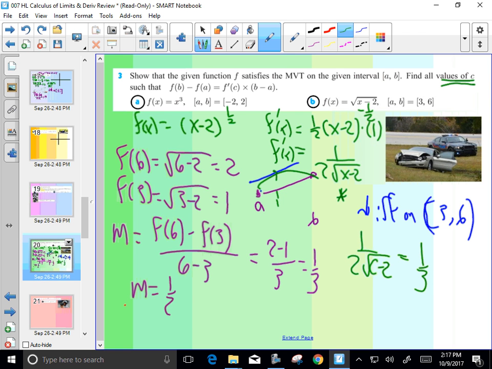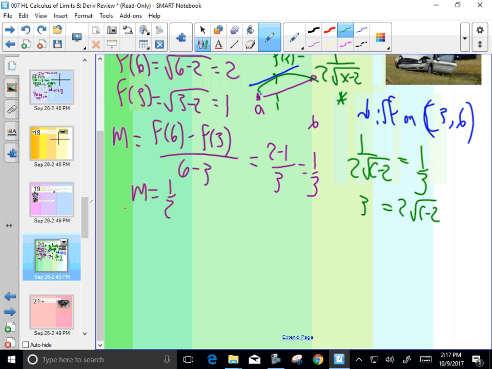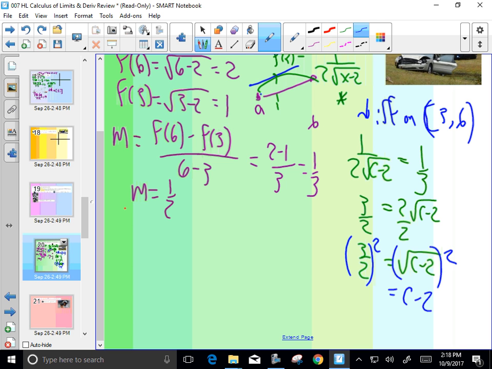So let's do it. So what I'm going to do is I'm going to flip both of these. So I get 3 is equal to 2 square root of c minus 2. Now I'm going to divide by 2. And I'm going to get square root of c minus 2 equal to 3/2. What do I do next? Square both sides. Good. So I get c minus 2 equals 9/4.